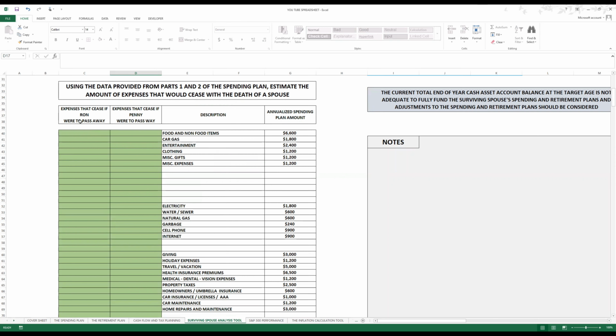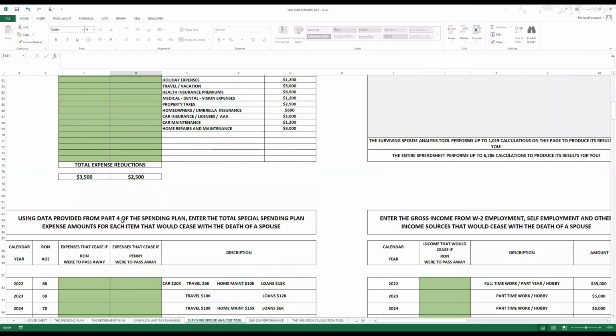And you're going to say, okay, if Ron were to pass away, how much of our food budget would disappear? And you put in there 3,500, whatever the number is. Okay, if Penny were to pass away, how much of the food budget goes away? Okay, $2,500. And you just go down through each category. Some categories you'll leave blank because they won't change. So you just look for the ones that would have a change.